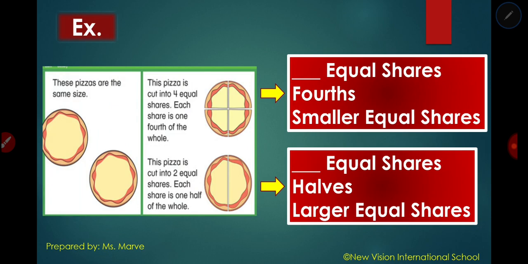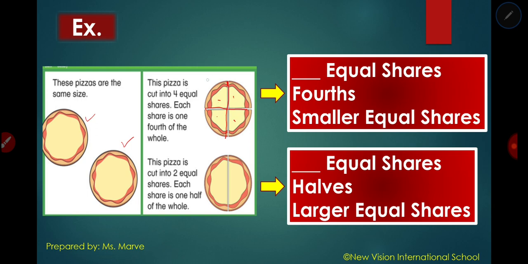Okay. Now, we have two pizzas here, right? This is the first pizza and the second pizza. Okay, these pizzas are the same size. Do you agree? Yes. It has the same size. Now, this is another example. We are going to divide each pizza. The first one, we are going to divide into 4 equal parts. So this one. Count it. 1, 2, 3, 4. Understood?